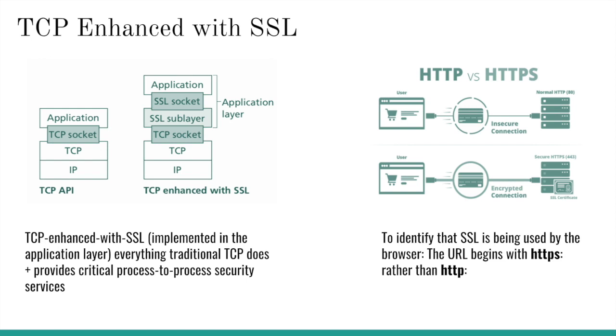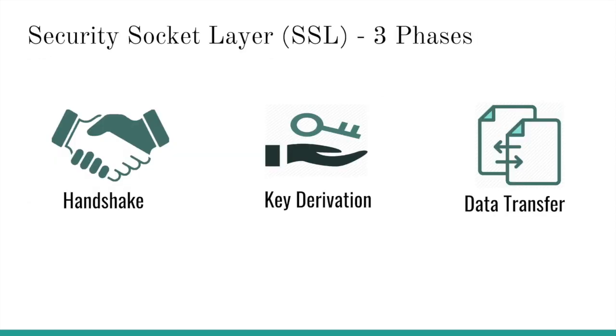TCP enhanced with SSL not only does everything that traditional TCP does, but also provides critical process-to-process security services, including encryption, data integrity, and end-to-end authentication. To identify that SSL is being used by the browser, the URL begins with HTTPS rather than HTTP.